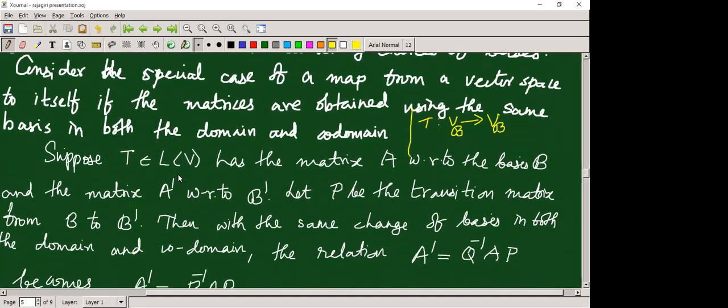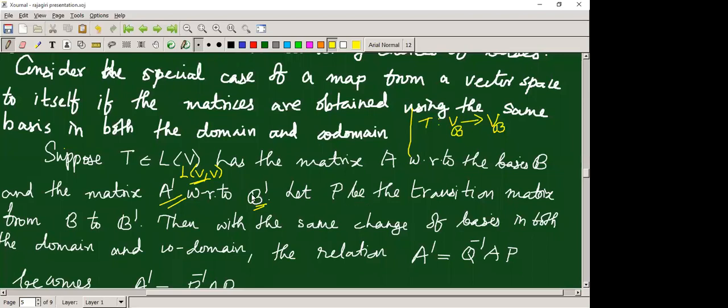Suppose T belongs to L(V), meaning a linear transformation from V to V. We call it a linear operator. Suppose T has the matrix A with respect to the basis B and the matrix A dash with respect to B dash. The matrix of T with respect to B means B in both the domain and the codomain, and its matrix is A. You take another basis B dash in the domain and the codomain. The matrix of T with respect to B dash and B dash is A dash.